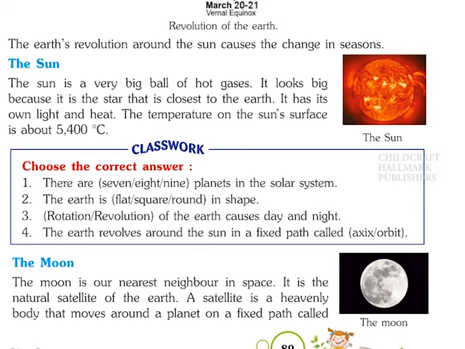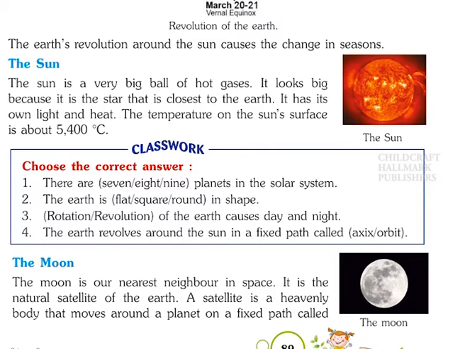The Sun. The Sun is a very big ball of hot gases. It looks big because it is the star that is closest to the Earth. It has its own light and heat. The temperature on the Sun's surface is about 5400 degrees Celsius.